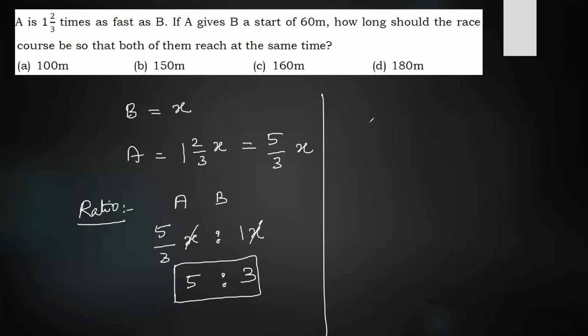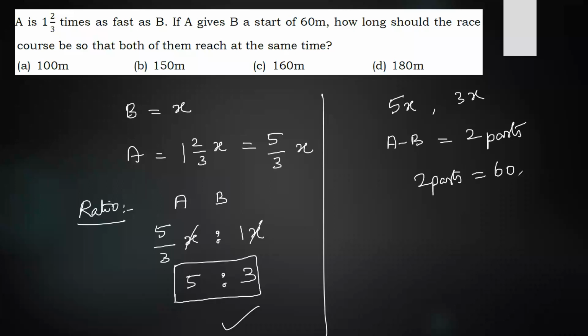Is it clear? Now, A gives B a start of 60 meter. How long should the race course be so that both of them reach at the same time? A gives B a start of 60 meter. We know the ratio: 5x, 3x. The difference between A and B is 2 parts, and 2 parts is 60. So what is 1 part here? 1 part equals 30.